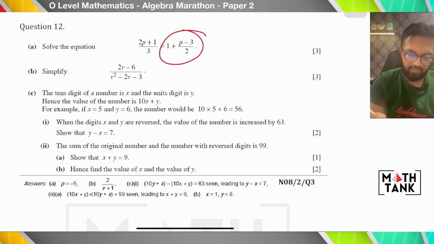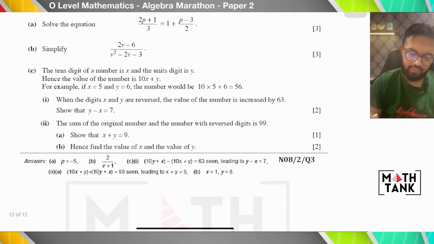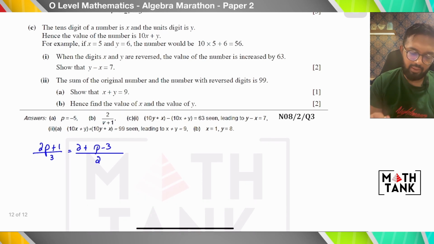I can't cross multiply right now because I see two fractions right now. It is going to become tedious unless I take common denominator first. What I'm going to do is say that this is 2p plus 1 over 3. This is 1 over 1, so I can take common denominator 2 and this becomes 2 plus p minus 3. Now I can cross multiply.